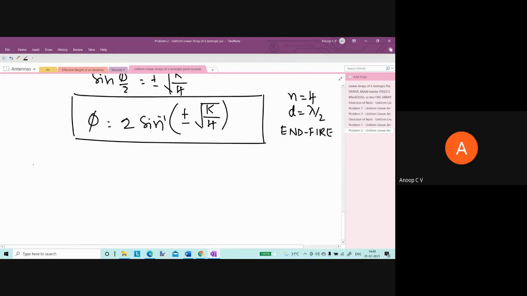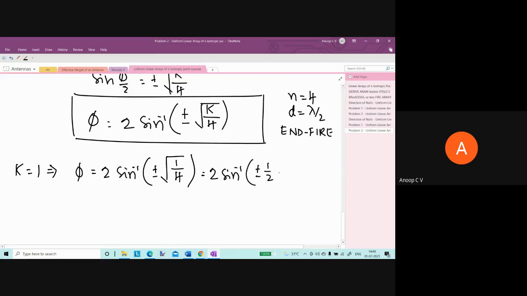For k equal to 1, what we will get? Phi is equal to 2 times sine inverse of plus or minus root of 1 by 4. That is 2 times sine inverse of plus or minus 1 by 2. So please tell me what is the answer for this. 2 times sine inverse of plus or minus 1 by 2. Phi.